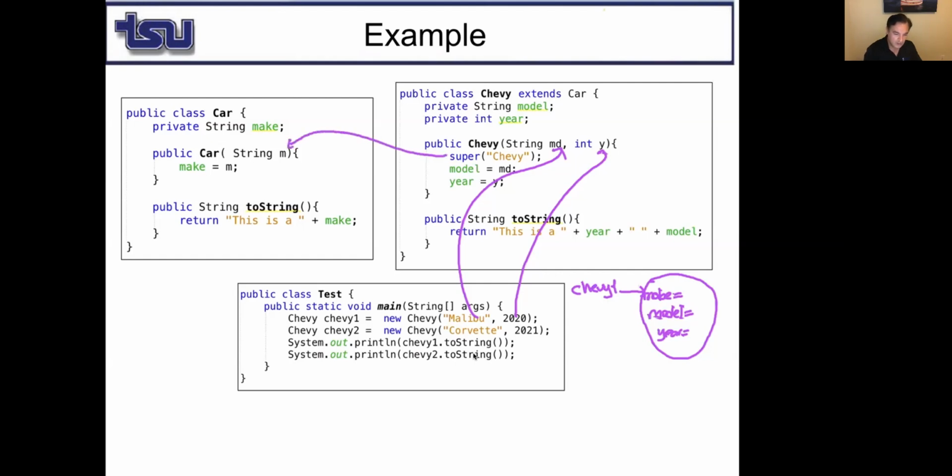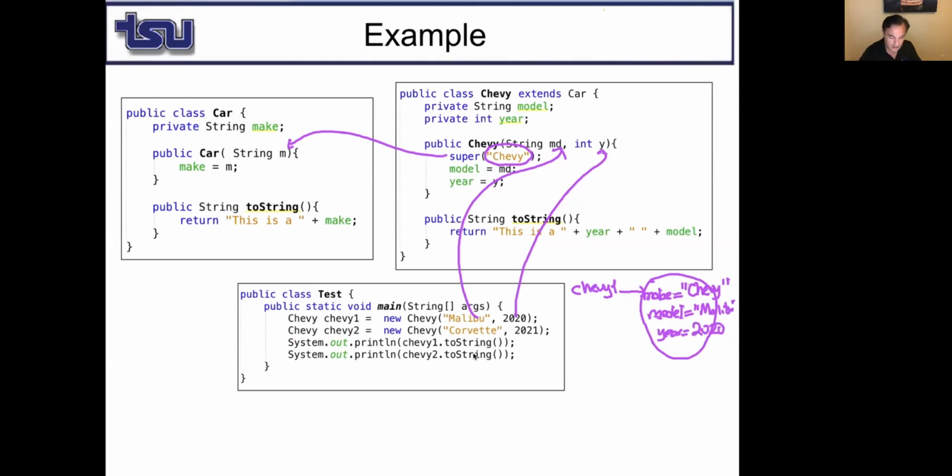And what is M? M is, as you see here, Chevy. So M is Chevy, that means make will be Chevy. Okay, then model will be MD. MD was Malibu, and year is 2020. So this will be Malibu and 2020.